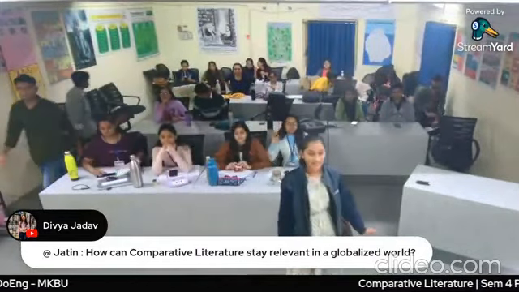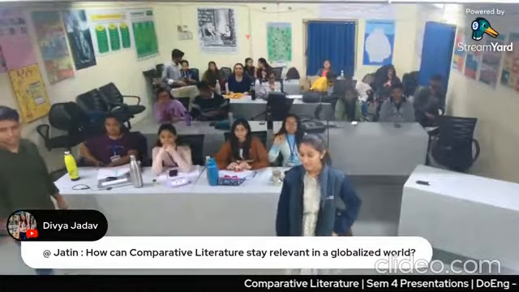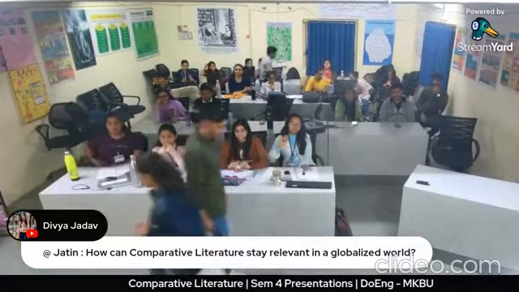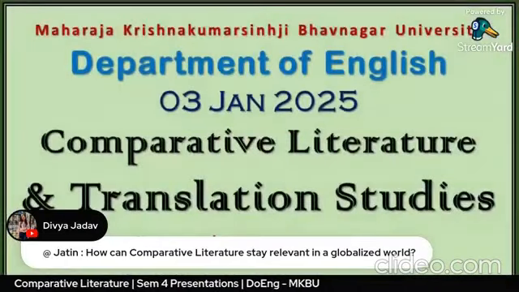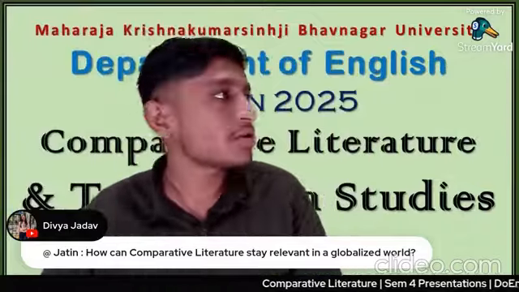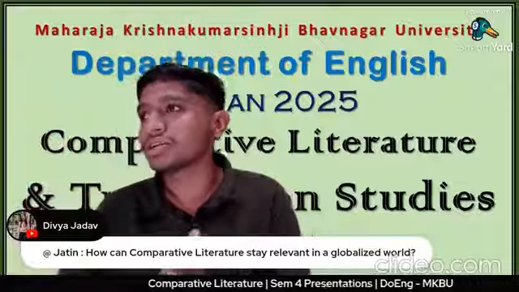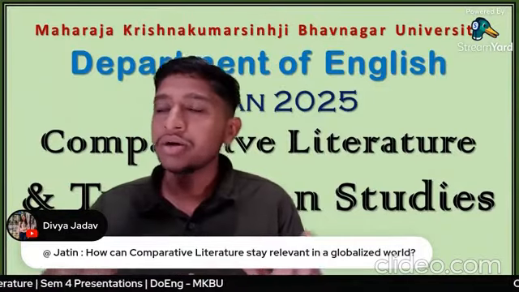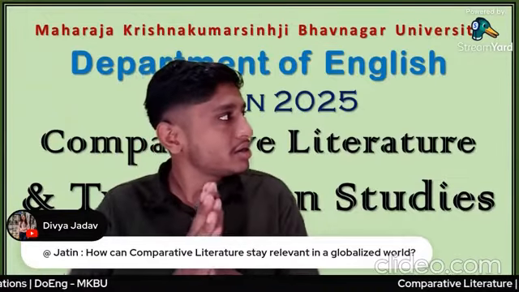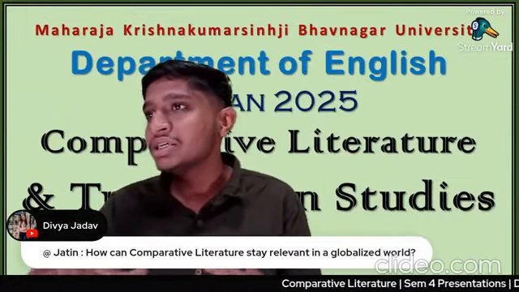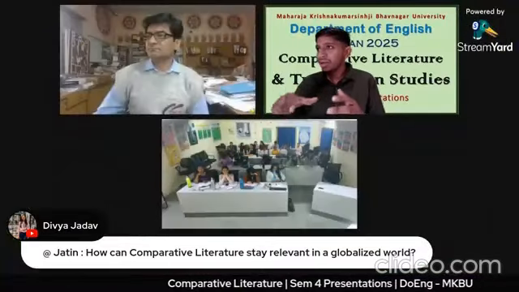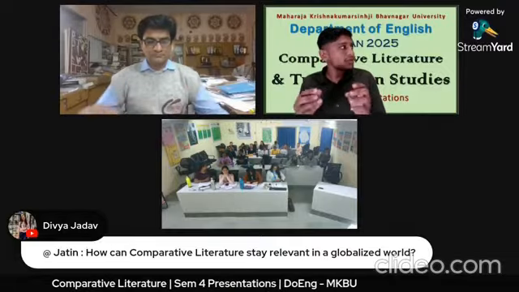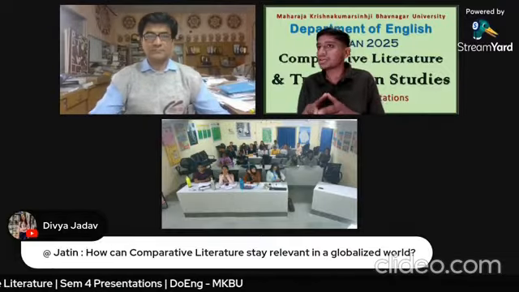My question to Jitin: how can comparative literature stay relevant in a globalized world? Comparative literature still stays relevant in a globalized world because it hits the areas of global literature and global culture, and it adopts all the elements of different countries and their cultures also. And comparative literature also adapts to global changing and political elements and involves them in itself. So that's why we can say comparative literature is still relevant in modern time also.